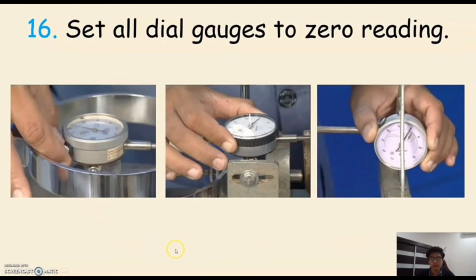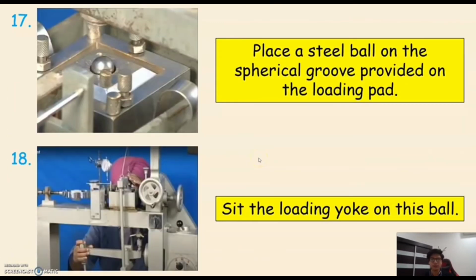All of these dial gauges, we have to set all of them to 0 reading. In step 17, we have to place a steel ball on the spherical groove provided on the loading pad. Step number 18, seat the loading yoke on this ball that I mentioned just now.